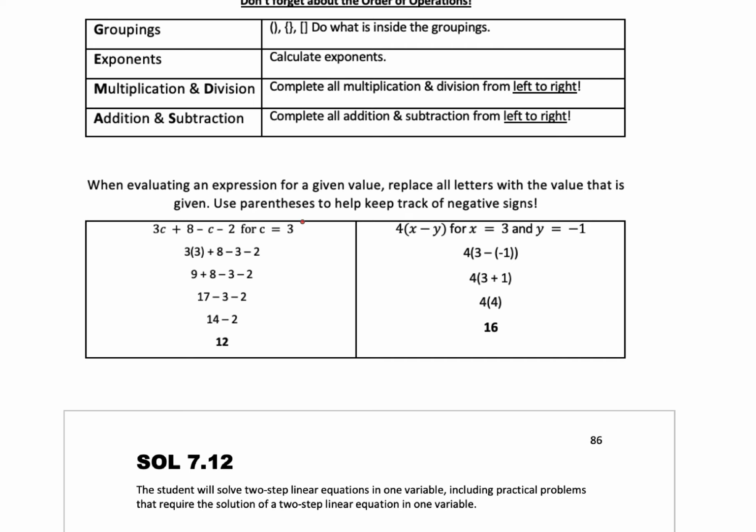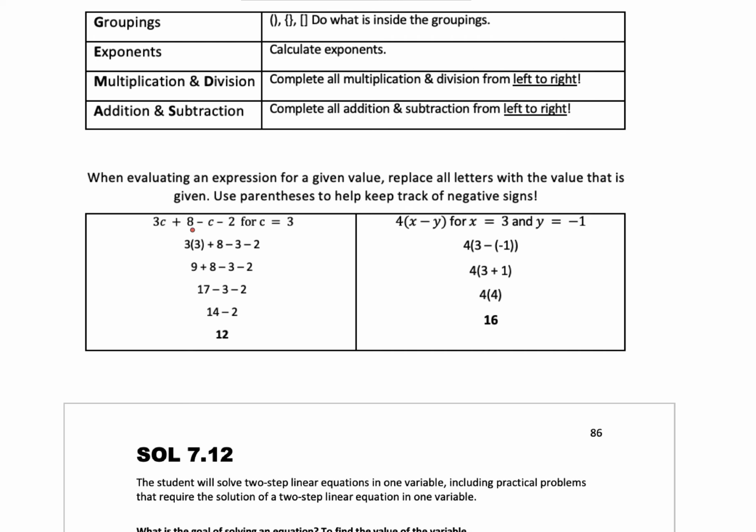So all we have to do for something like this problem, where we have 3c plus 8 minus c minus 2 for when c equals 3, is take 3 and put it in everywhere we see c. So 3c means 3 times 3, plus 8 minus c, which is 3, so we put a 3 in, minus 2. All I did in this first step was replace c with 3.